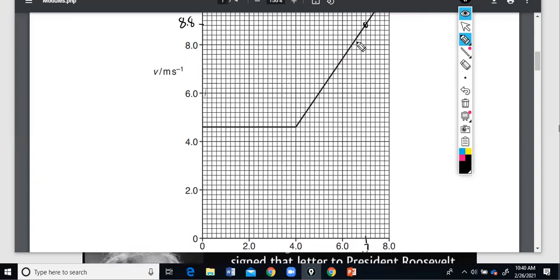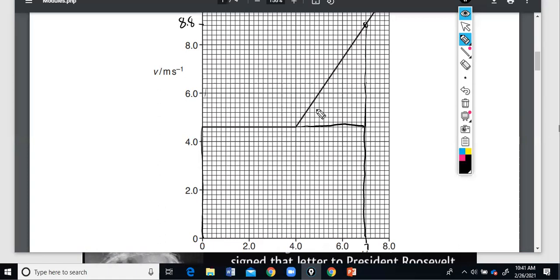So we need to calculate the distance traveled, distance moved. It's the area underneath this curve. So it's the area of this funny looking trapezoid. I guess that's a trapezoid, right? And so you might break it down into this rectangle here, and then this triangle right here. That's one way to calculate the area.